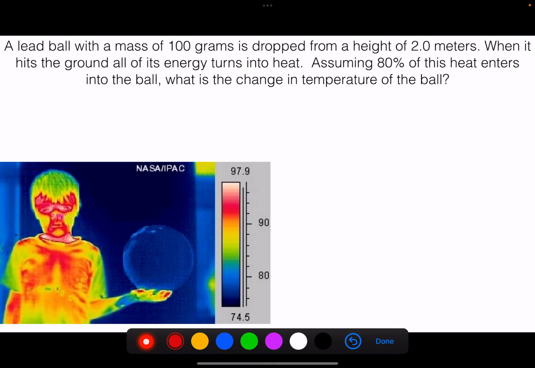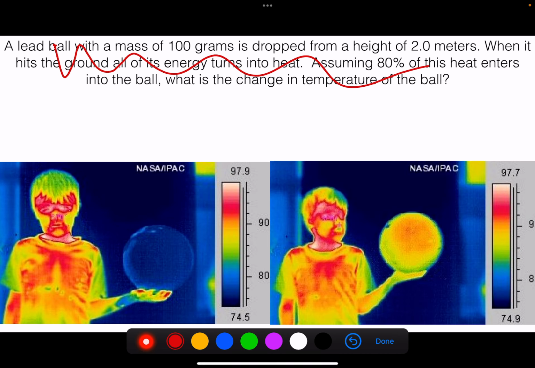We can also see this, we're not going to actually do this problem, but we could also see this when we drop objects like this ball. After it hits the ground a few times, you'll see that the temperature of the ball has gone up. We've turned our gravitational potential energy into kinetic energy, and when it hits the ground, it's going to turn into heat.